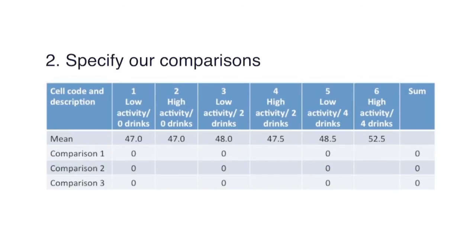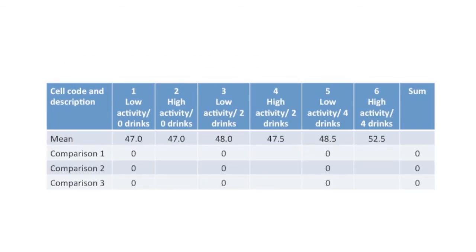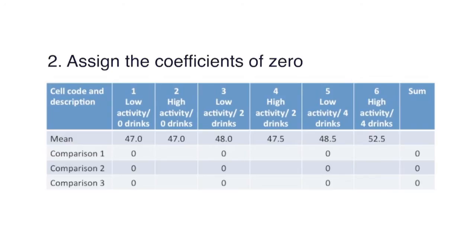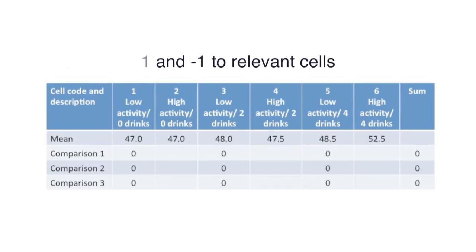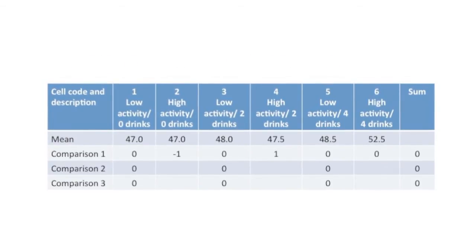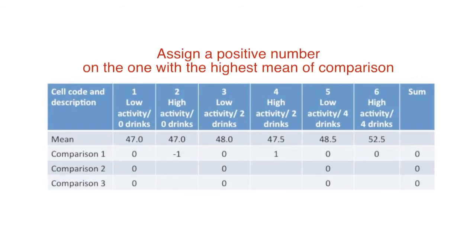Then we specify our comparisons. So none of the low activity Wii games are involved, so we assign them coefficients of 0 to indicate this. We also assign zeros to all cells not involved in a specific comparison. And then we assign a 1 and a -1 to the relevant cells to indicate which ones are to be compared. As a general rule of thumb, assign a positive number to the one with the highest mean in the comparison. So let's step through it.